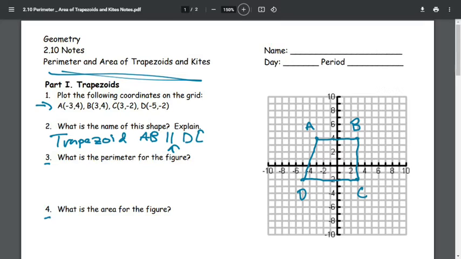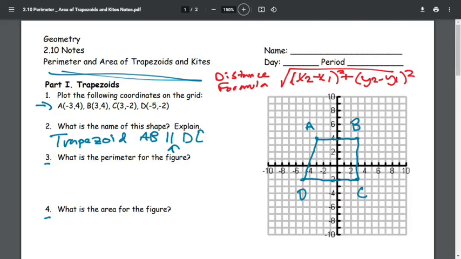So 3 and 4 are really the big things we need to know, which is going to be what's the perimeter and what's the area. So we're in a coordinate plane, so as you can probably guess, distance formula is going to help us out here. So I'm going to write that up here so we can have it. Nice thing about this trapezoid is that some of these sides are on straight lines, meaning we don't have to use distance formula in every single line.